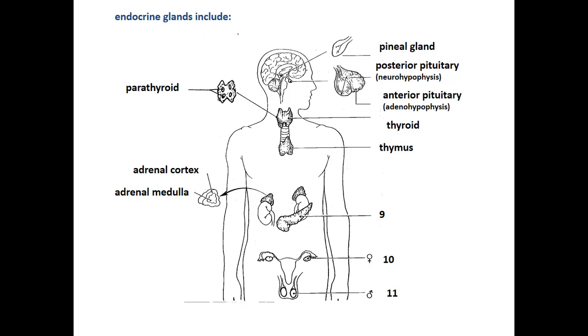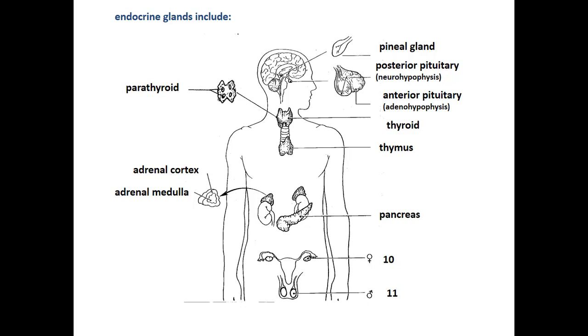Number 9. This is both an endocrine and exocrine gland. It functions as an exocrine gland to release an assortment of digestive enzymes. As an endocrine gland, it releases the hormone insulin and the hormone glucagon. This is, of course, the pancreas.